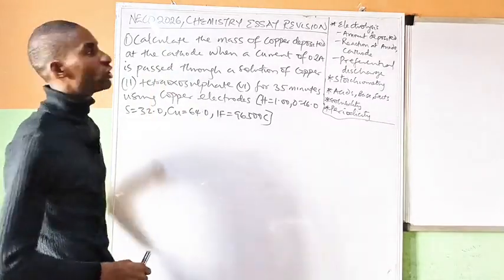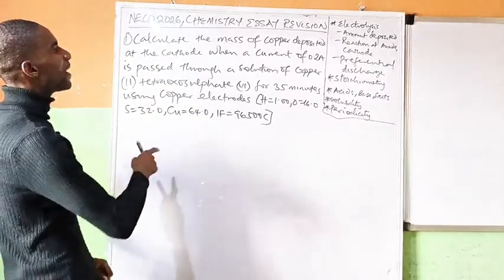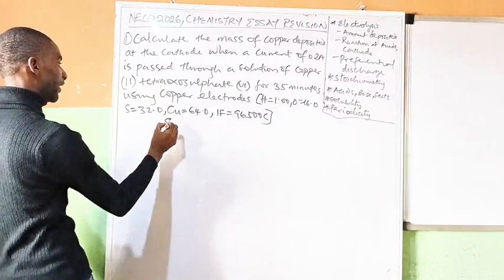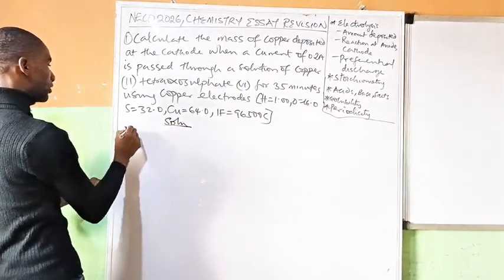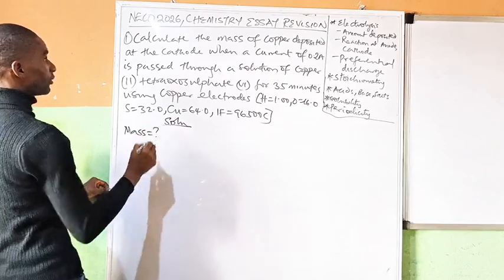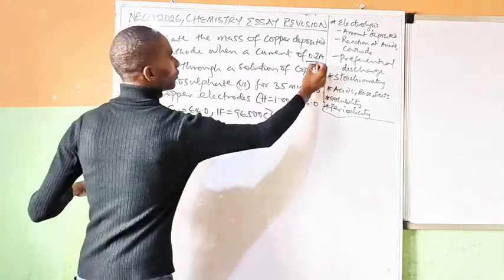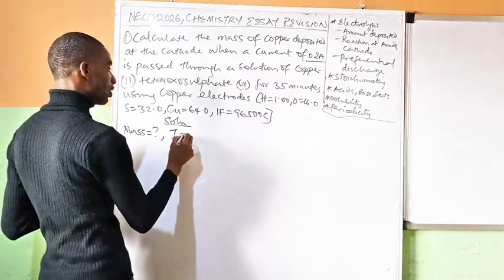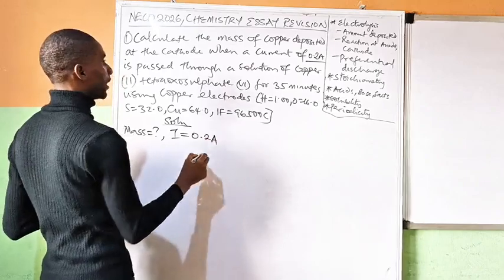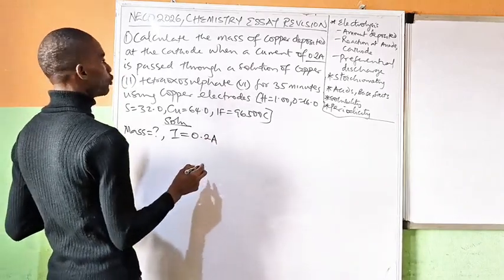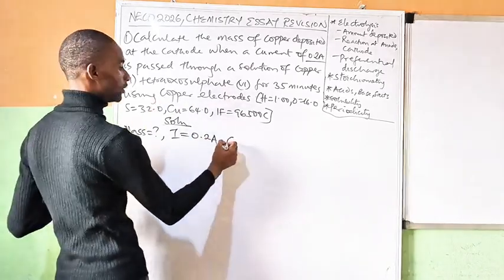Here is a question on the board. The question says calculate the mass of copper deposited. So we are looking for mass, which is unknown. Mass of copper deposited at the cathode when a current of 0.2 ampere is passed through a solution of copper(II) sulfate.